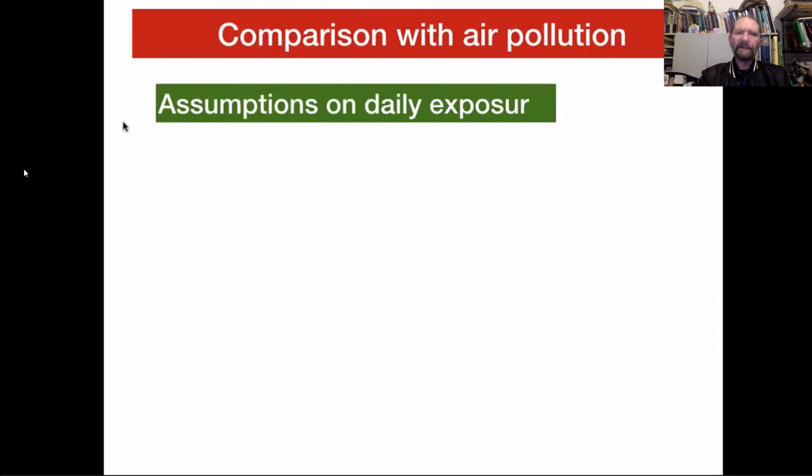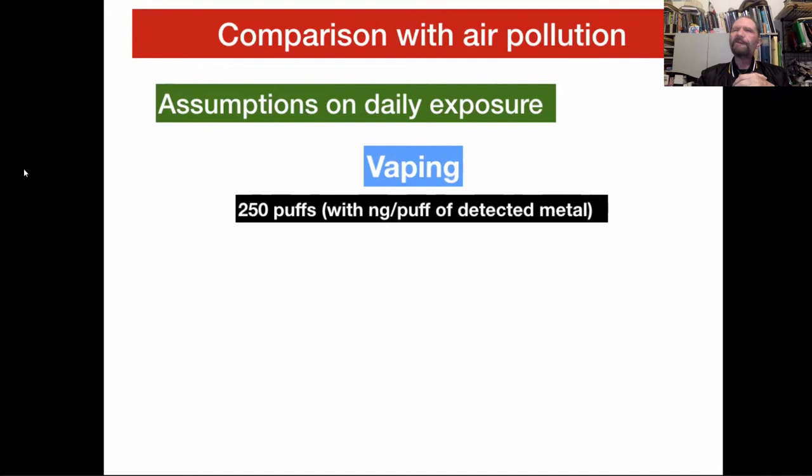And we have to make assumptions on the exposure. And the assumption will be, for vaping, we assume that a typical vaper will do 250 puffs per day. And because metals come in very small doses, the unit we are going to use is nanogram per puff. A nanogram is one part in 1,000 millions of a gram. So it is really a tiny, tiny amount of mass, right?